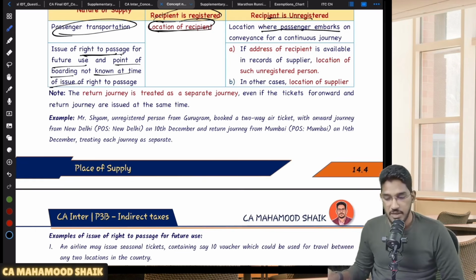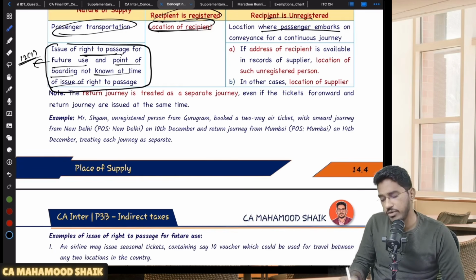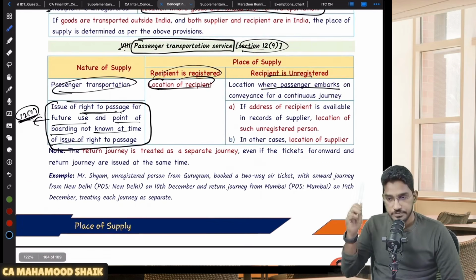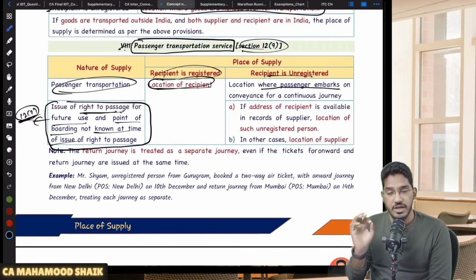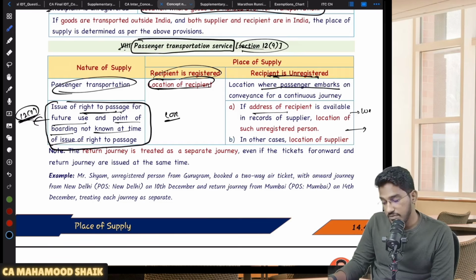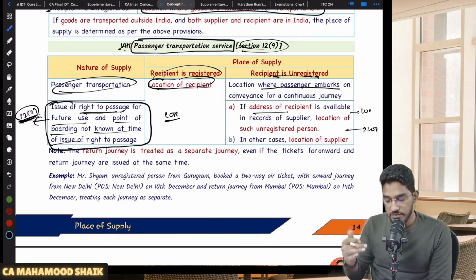So in those cases, how to determine the place of supply? Actually, issue of right to passage for future use will get governed under the default rule. So it will not fall under 12 subsection 9. It will go to the default rule. But what is the default rule? The default rule says if the recipient is registered, the location of the recipient. If the recipient is unregistered and the address of the recipient is available, the location of the recipient. If the location of the recipient is not available, then the location of the supplier. Anyhow, I am going to explain this in 12 subsection 2, the default provision.